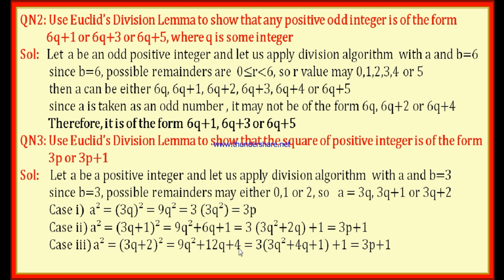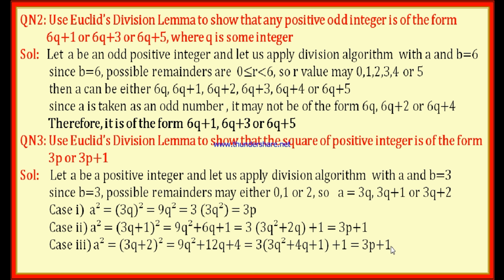Now you write this 4 as 3 plus 1 and take 3 common. If you take 3 common, then this is 3q square. If you take 3 common in 12q, then it will be 4q. If you take 3 common from 3 plus 1, then you may take 1 and 1 is separate. Therefore this is plus 1. Again, if you assume that 3q square plus 4q plus 1 is p, then whole this is in the form of 3p plus 1.